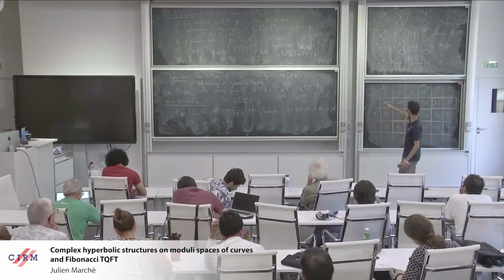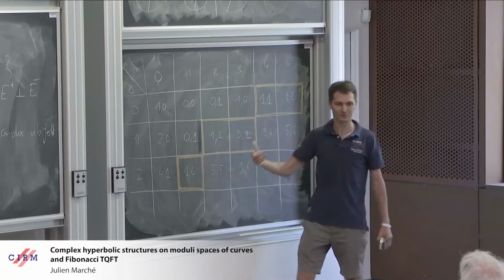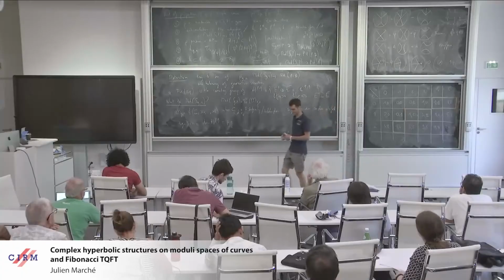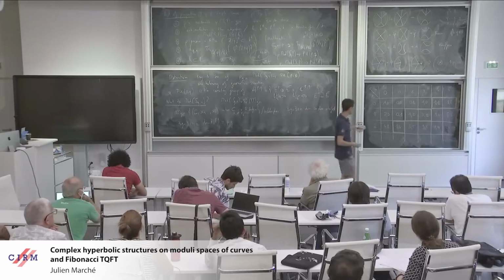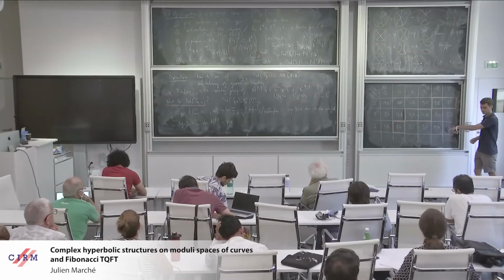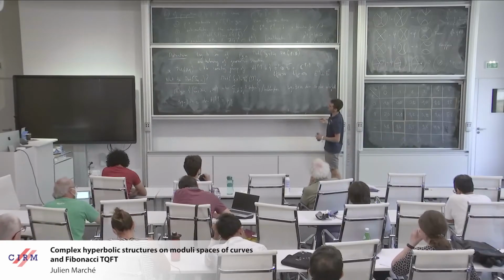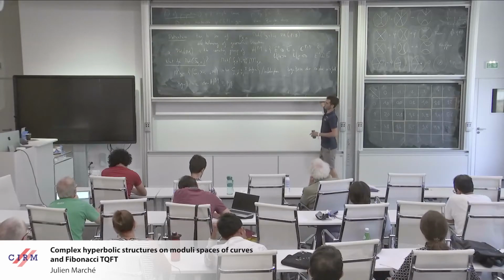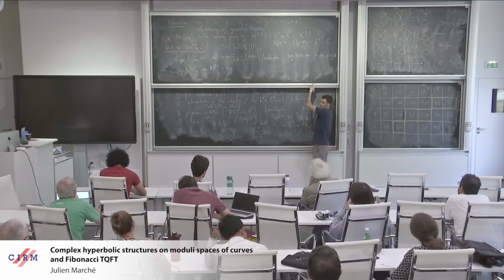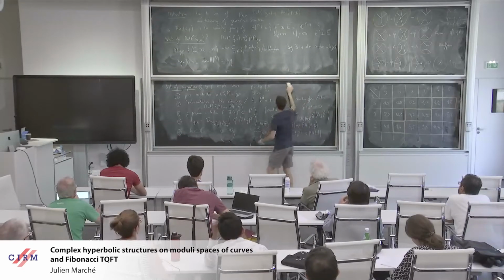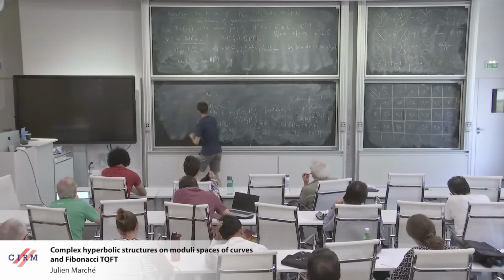So if you look at this table and you want to see when the product of these two numbers is equal to 3g minus 3 plus n, I give you the answer. You find exactly the orange ones, these 5 examples here. And the problem we face here is that M_{g,n} is not a compact space, so we have to compactify it before we find a geometric structure. So let me explain this very roughly.